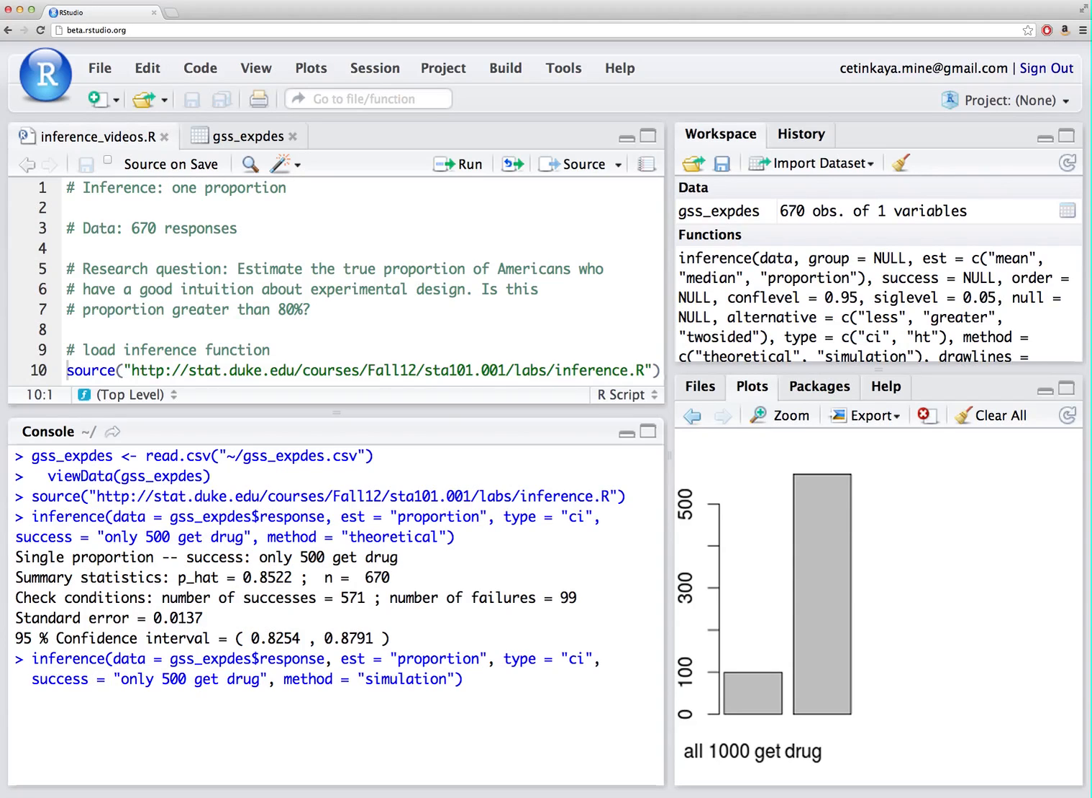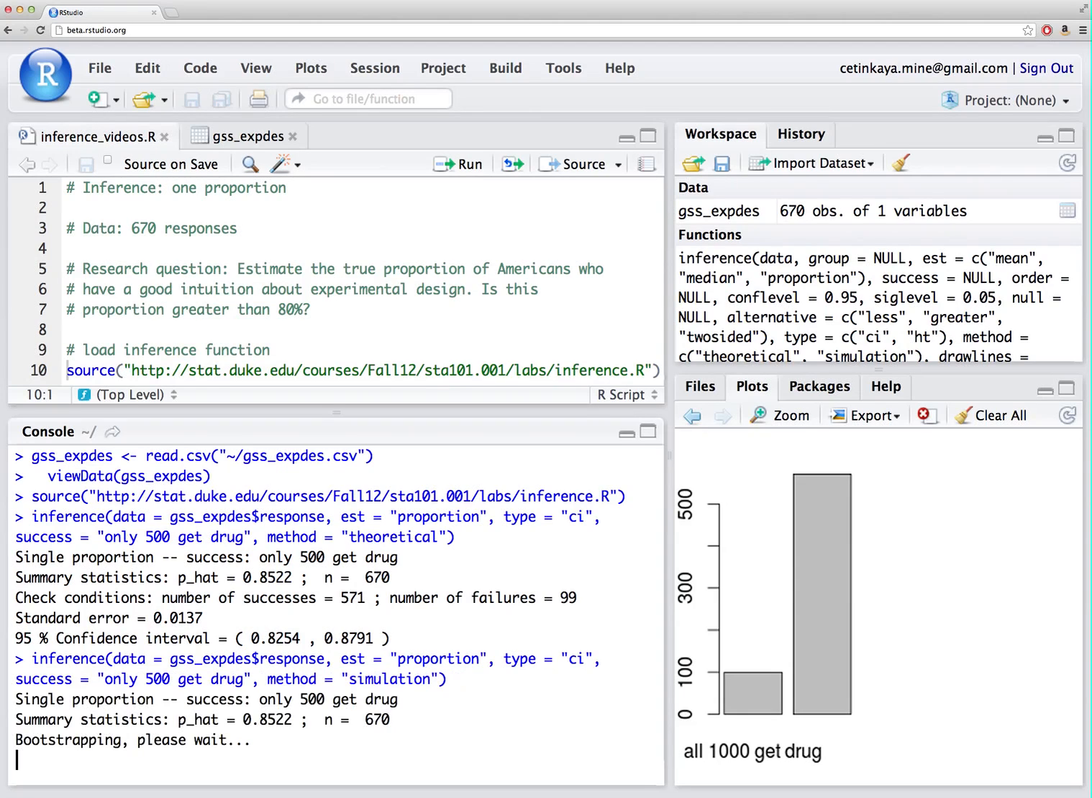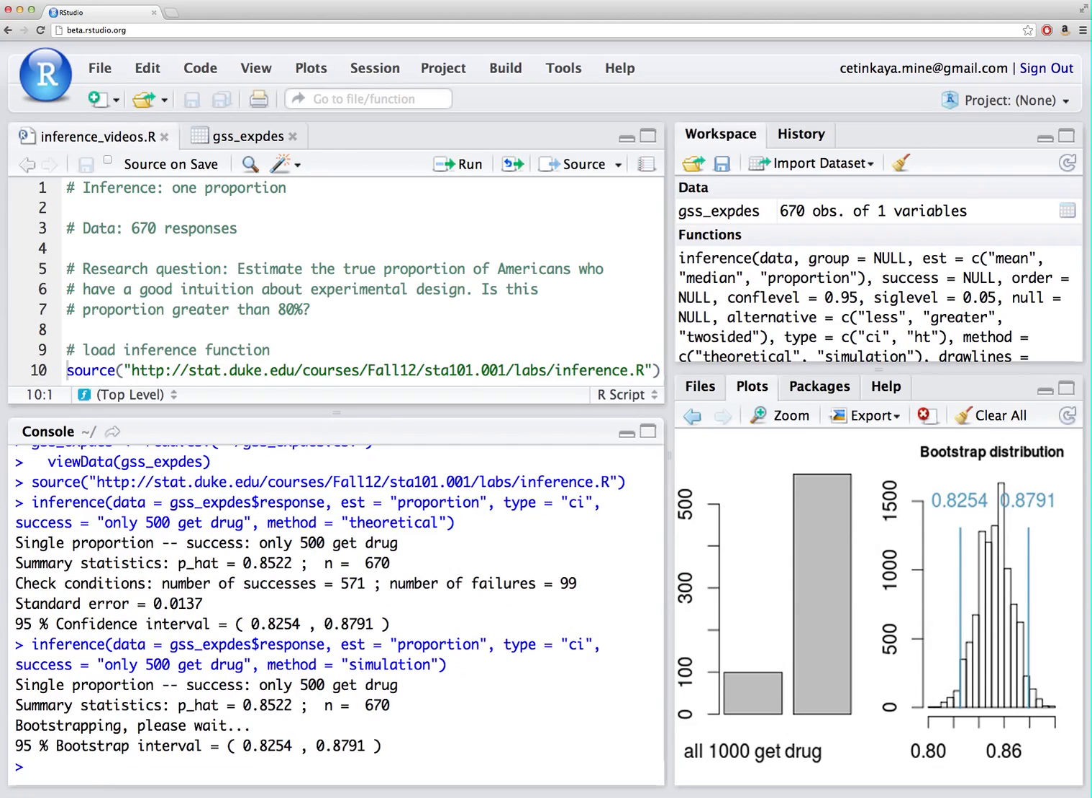I sample from this bag these chips with replacement, and I create samples of size 670. These are my bootstrap samples, and for each one of these simulated bootstrap samples, I calculate a bootstrap statistic, in this case, the simulated sample proportion. So let's give our software a second to do that for us.